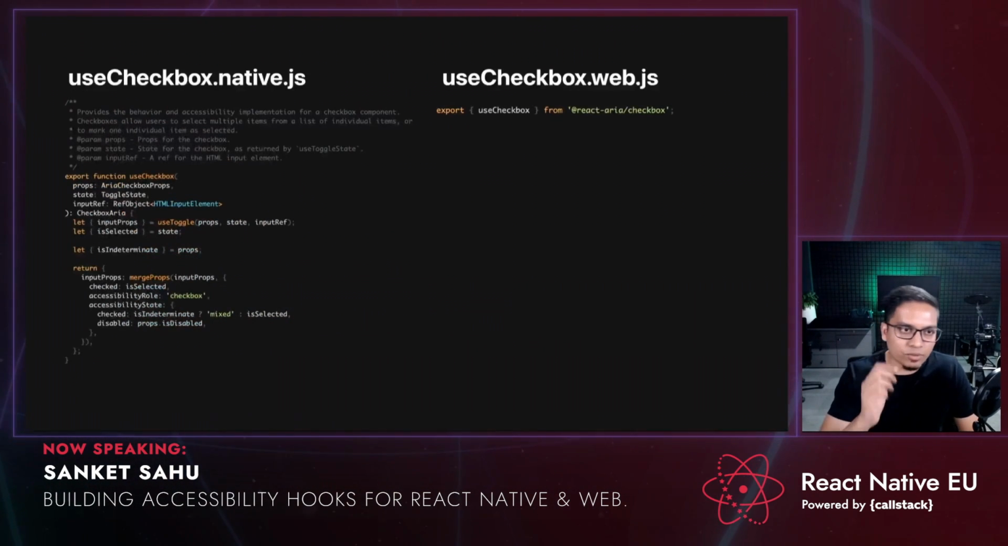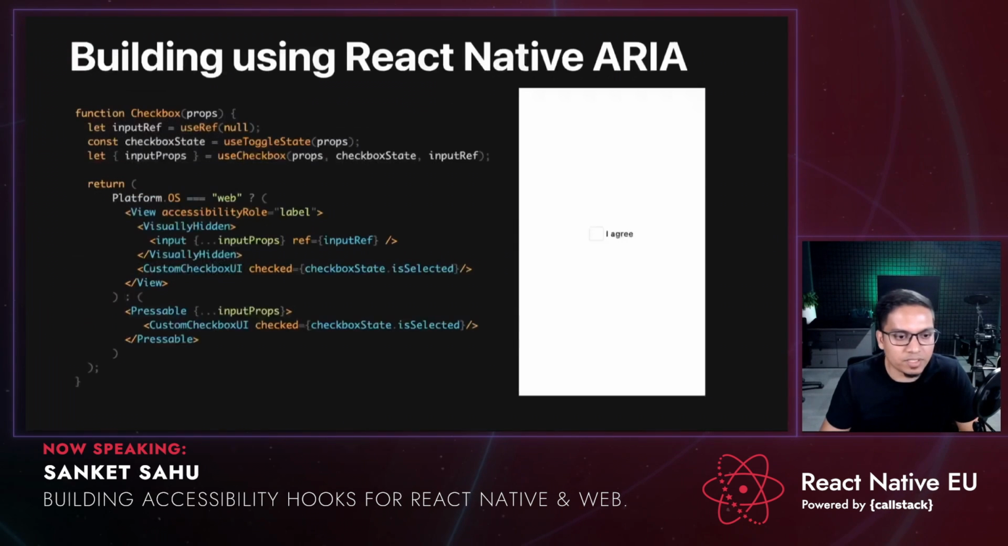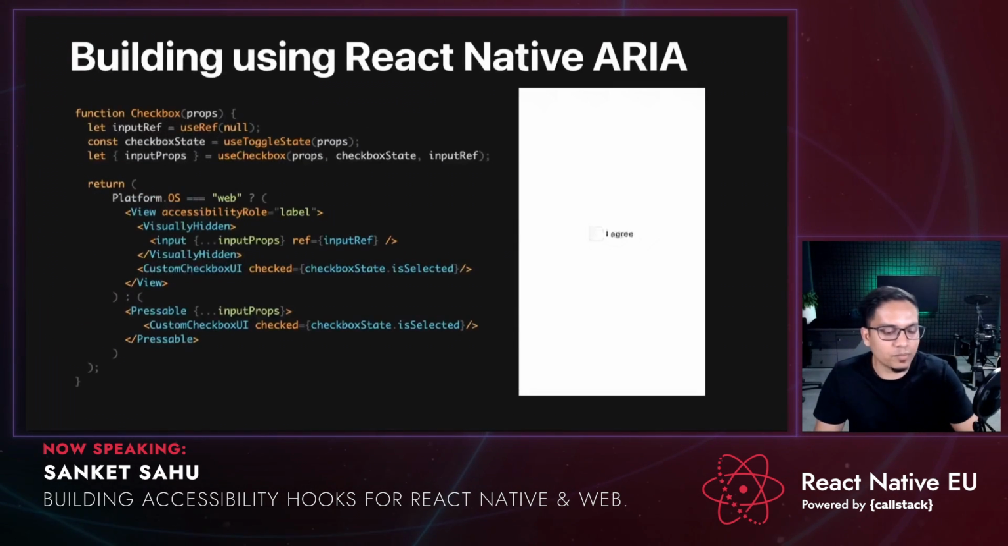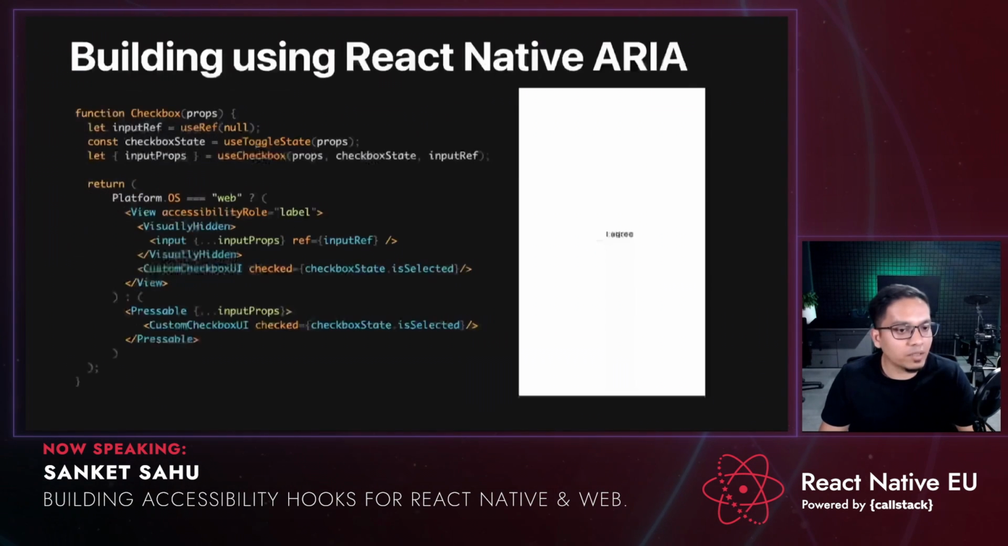Here is the source code, a very high level source code that this hook provides. It takes in all the props and state and also the input ref of the checkbox, and then it returns the input props that is actually spread on the pressable component. If you see in the last slide, pressable spreads input props. So all these things are passed back to that particular element, pressable, and it adds accessibility role and accessibility state, which is picked up by React Native's pressable component.